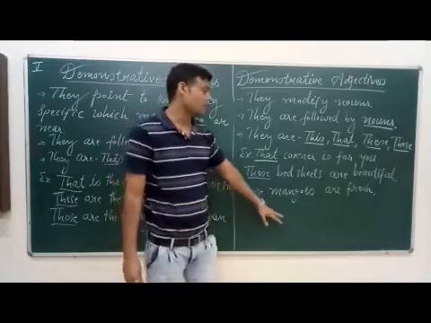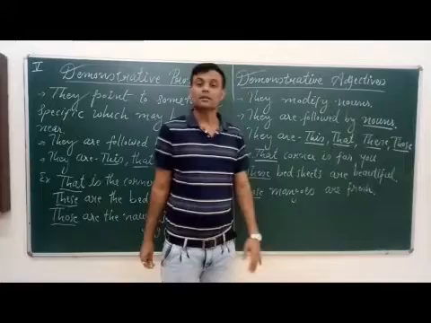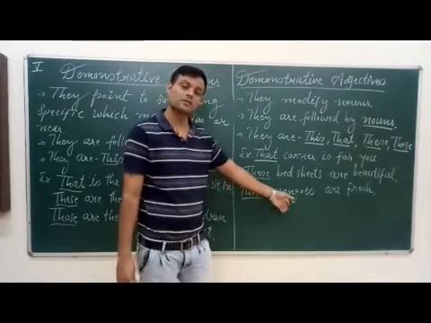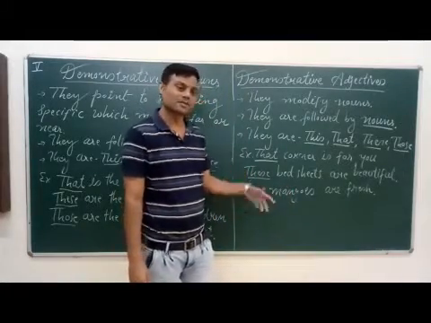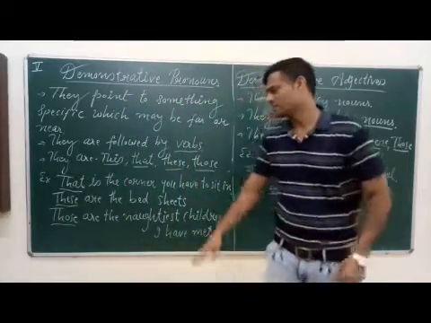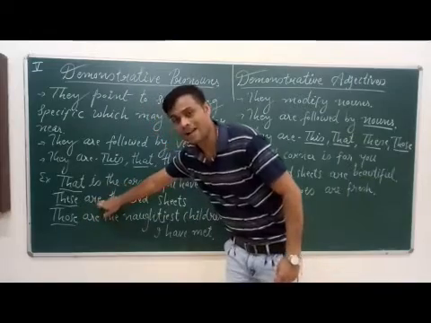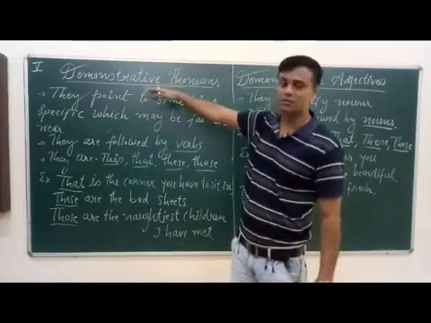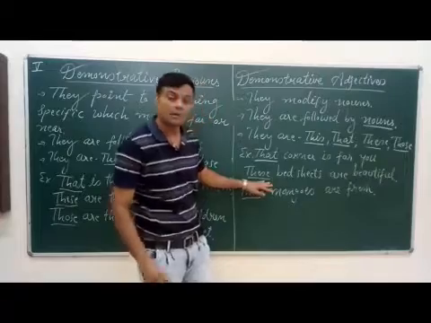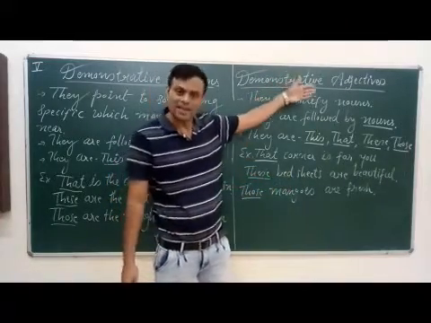Next, those mangoes are fresh. Here those is followed by mangoes, which is a noun. So those is a demonstrative adjective. See these examples. Here this is followed by the verb is. That is why it is a demonstrative pronoun. Here this is followed by a noun. So it is a demonstrative adjective.